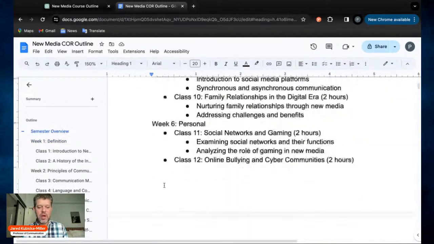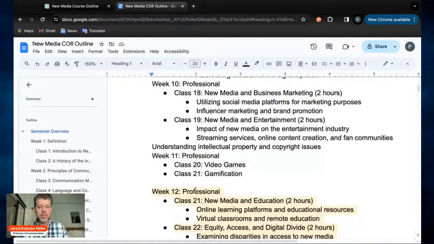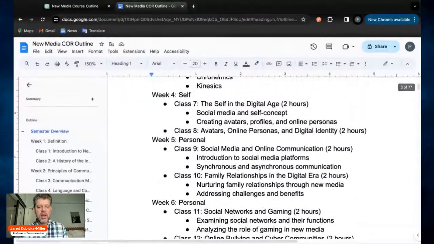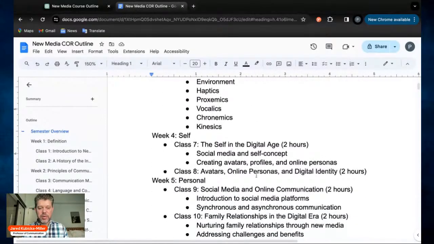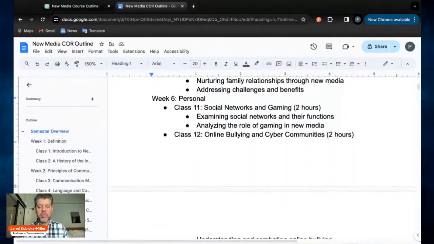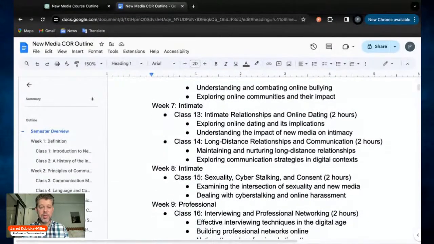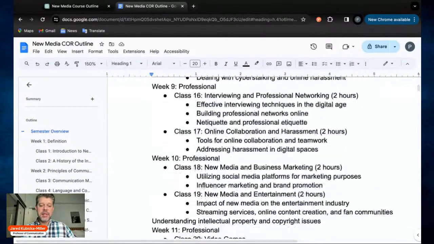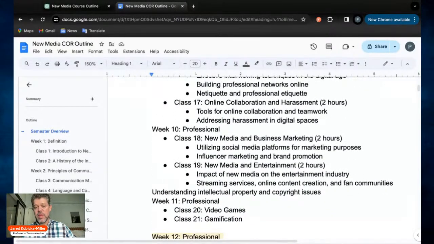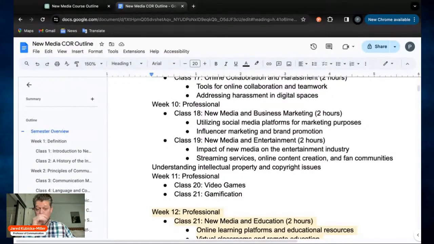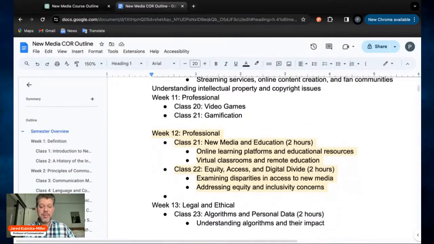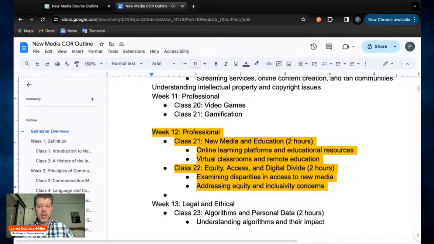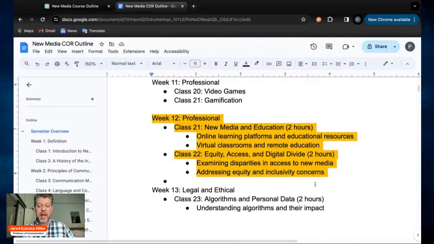So if I go up to the overview, we've gotten to the professional level. The first 8 weeks were really focusing on personal and interpersonal issues. So relationships with people, romantic relationships, platonic relationships, family relationships, relationships with the self, and how new media has affected all that. And now we're moving on to the professional level. So this would include business and marketing, entertainment. We talked about video games in the last episode, but right now, here we are, week 12. We're talking about new media and education and equity, access, and the digital divide. Now, like I said, I've been getting a new perspective on this, and I'm even thinking that maybe this needs to be earlier in the semester.